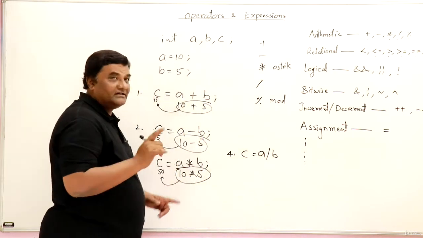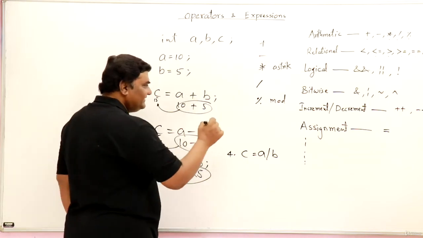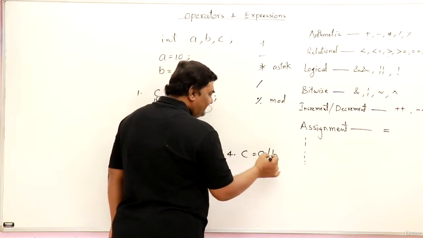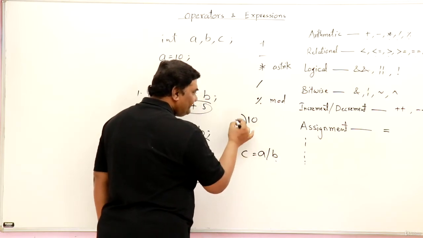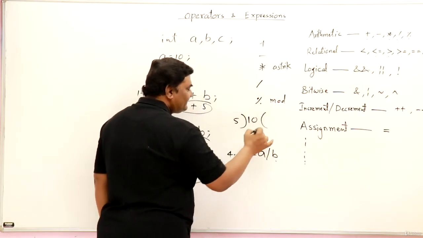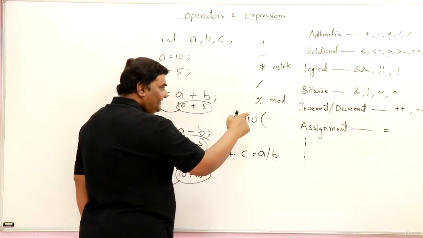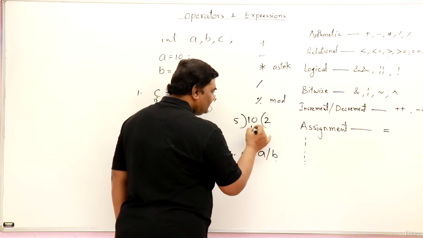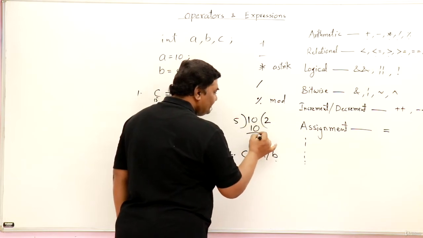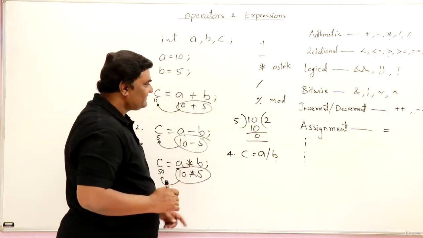What does it mean? Let us look at this. Here A is divided by B. What is the value of A? 10. And the value of B? 5. So this gets divided. This 5 will divide this 10 two times. 5 twos are 10, right? And the remainder is 0. So let us look at these things.